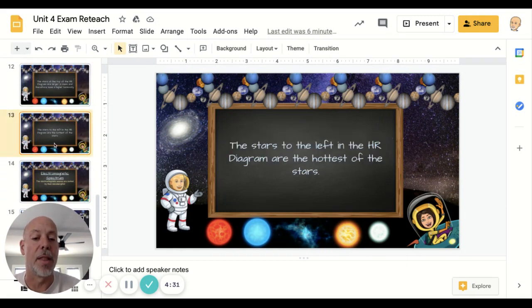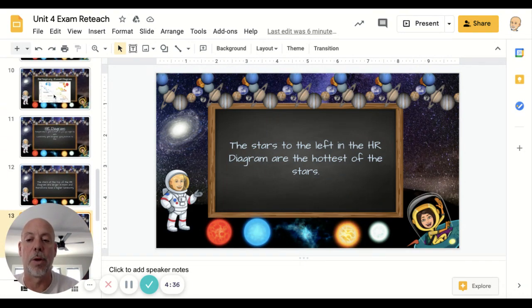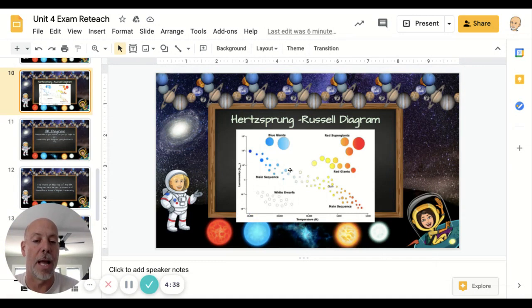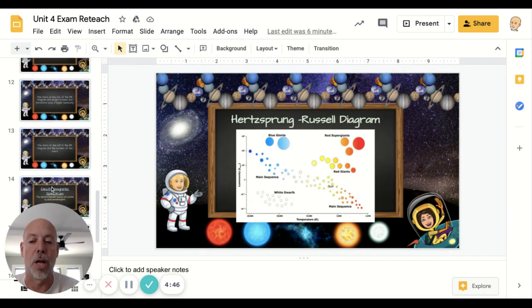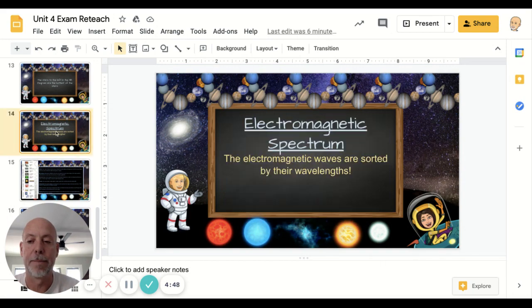And then the stars to the left in the HR diagram are the hottest of our stars. Going back and looking at our HR diagram, you're going to see these blue main sequence stars are going to be the hottest of all the stars on the HR diagram.